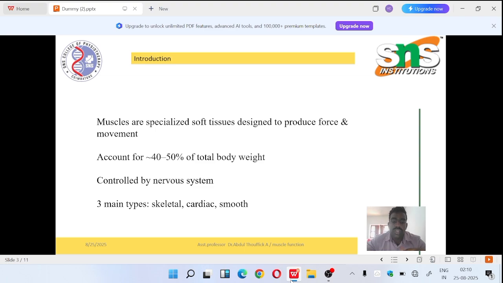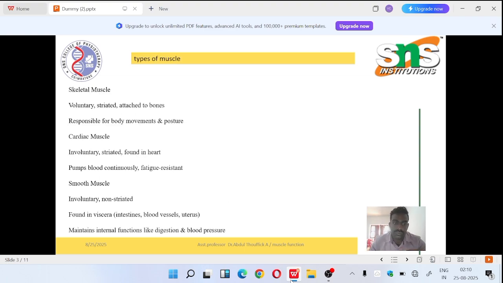What are the types of muscles? Skeletal muscles, cardiac muscles, and smooth muscles. Skeletal muscles are voluntary, striated, attached to the bones, and are responsible for body movements and posture too. Cardiac muscles are involuntary and striated, found only in the heart, pumping blood continuously without fatigue. Smooth muscles are involuntary, non-striated muscles located in organs like intestines, blood vessels, and uterus, maintaining internal functions such as digestion and blood pressure.